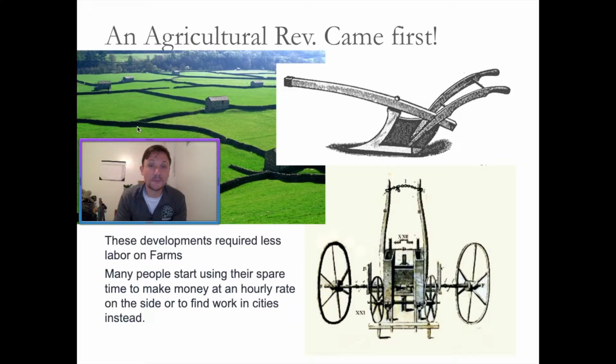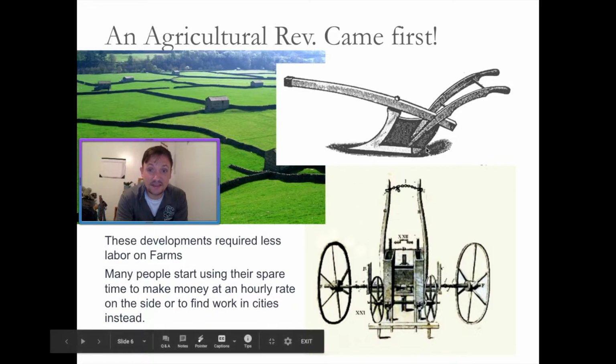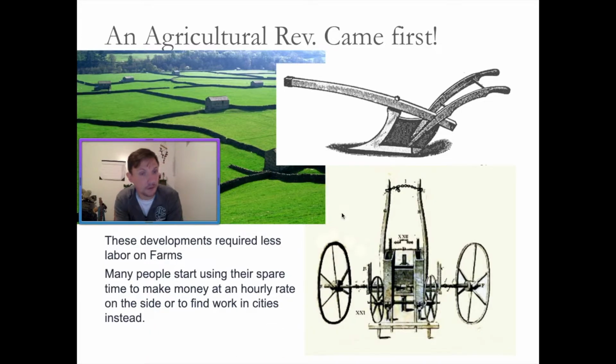So the big three developments are the following things. One is this bad boy right here. You see this invention right here? This agricultural invention was a very, very important one. It was known as the seed, S-E-E-D, like what you plant, drill, D-R-I-L-L. So this thing was amazing.